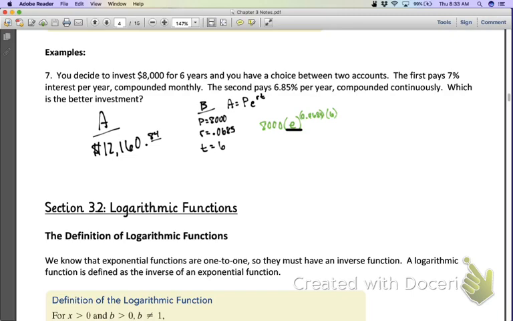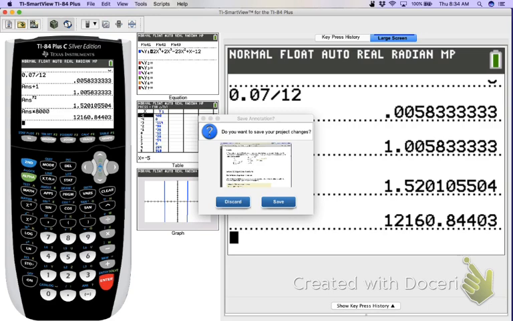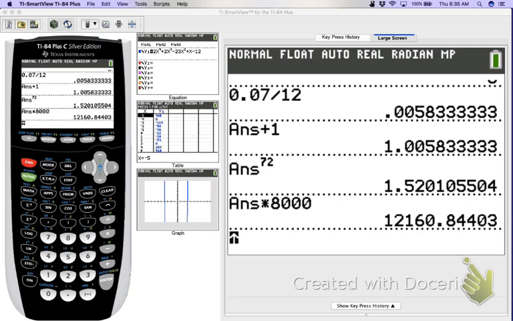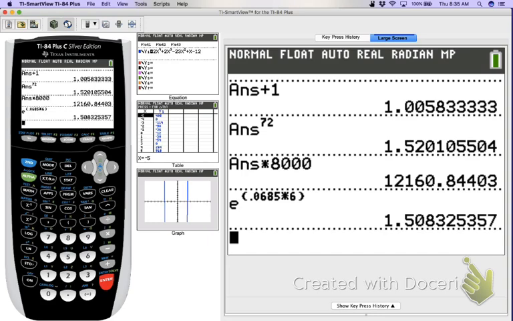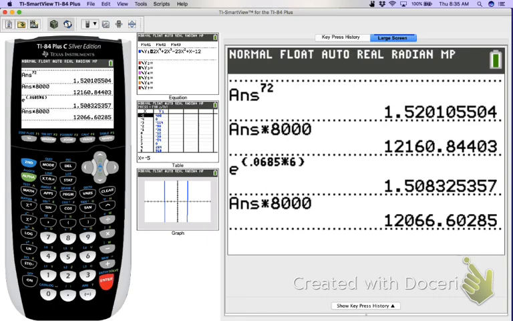So whenever I go to my calculator, if you have a graphing calculator, for your e value you've got a couple different options. The option that I would take is e, where it says the natural log. There's an e to the x power. You hit that and it'll give you the power. So I would suggest opening with a parenthesis, take the 0.0685 times the 6 years, and then close it. Get my number, and then multiply it by my $8,000 investment. So I'm looking at $12,066.60.